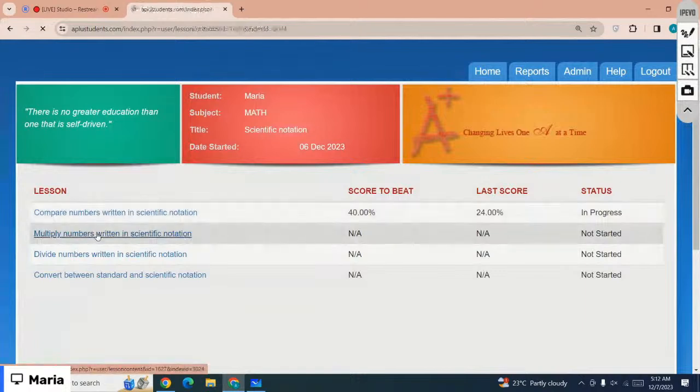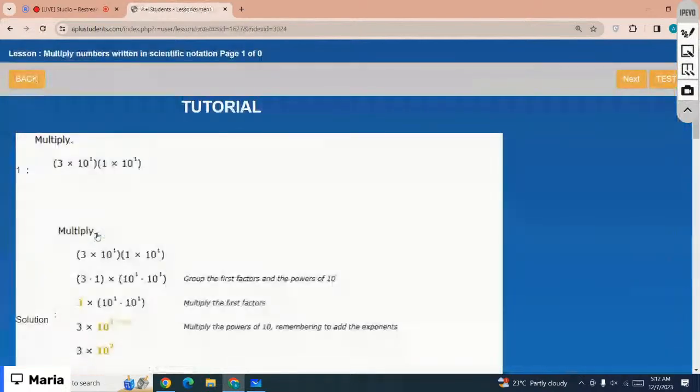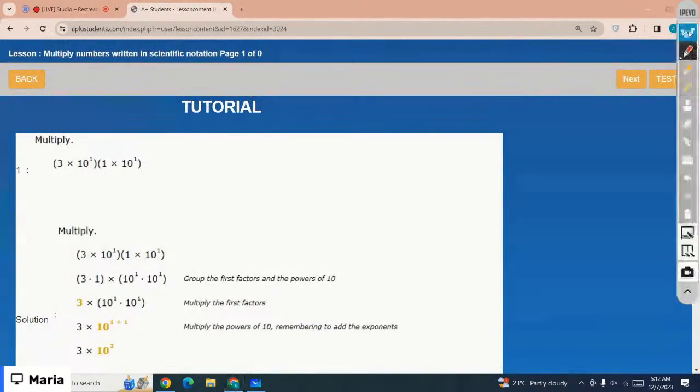Okay, so you have to multiply. Both the numbers are written in scientific notation form. You just have to multiply, right? So for the numbers, you simply have to multiply them. Like here you have 3 and here you have 1. So 3 times 1 is 3, right?